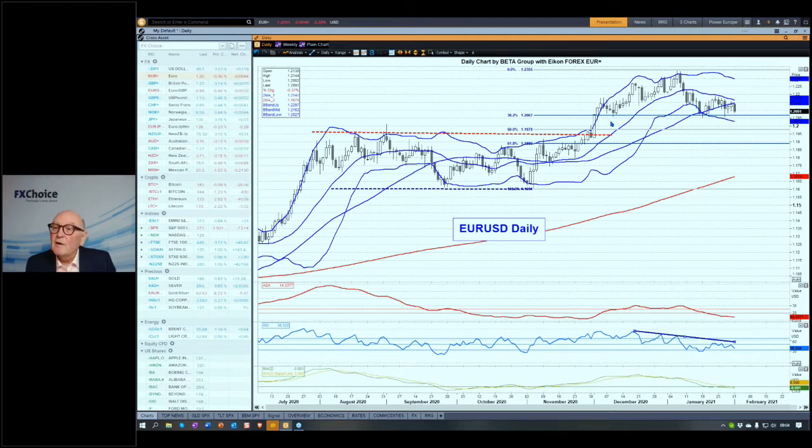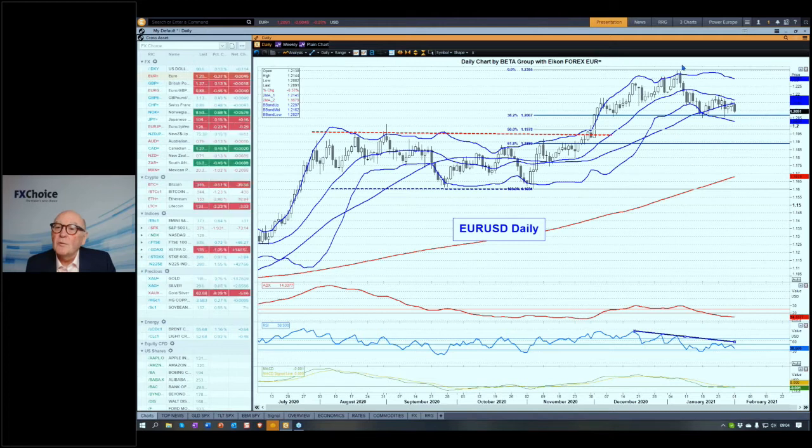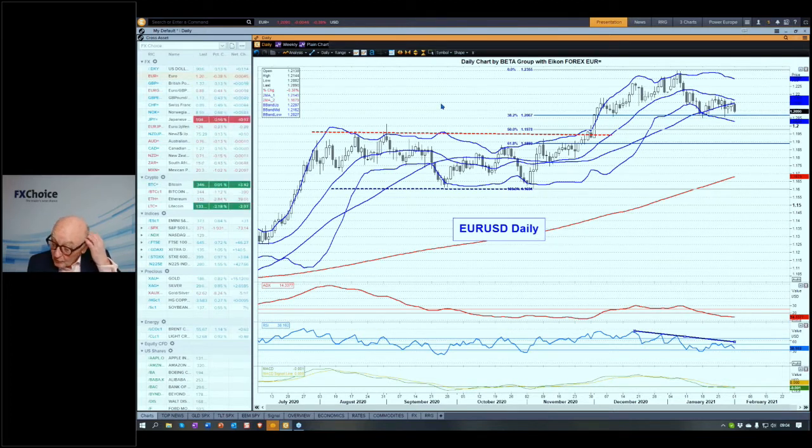We've retraced 38.2% of the advance from the lows at the end of last year, back to 38.2. That in itself is support. Also, the support at 119.50 as well. Here, this is massive support.